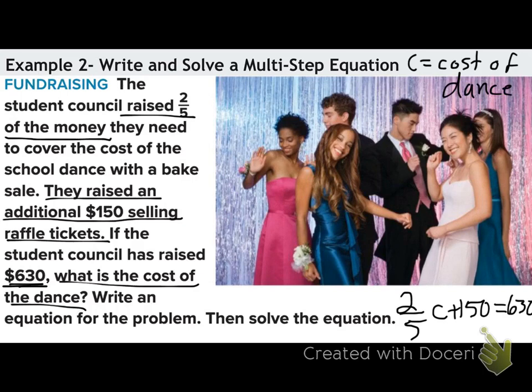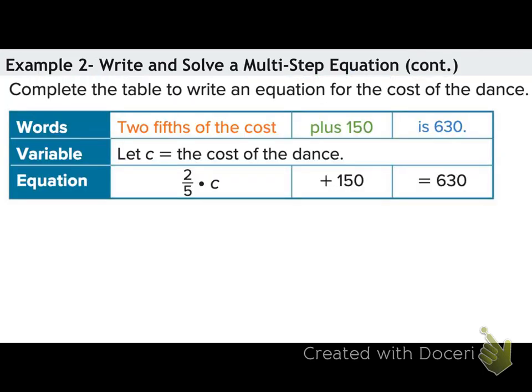We know they've raised a total of $630 so far, so that's going to be equal to 630. 2/5 of the money they need. The money they need is C. So 2/5 of C, plus they've raised $150 selling raffle tickets. So 2/5 of the cost they need plus the $150 from raffle tickets equals the total amount that they've raised so far, $630. Are we okay with how we got this equation? Any questions on that? So that's exactly what the book came up with as well. 2/5 C plus 150 equals 630.